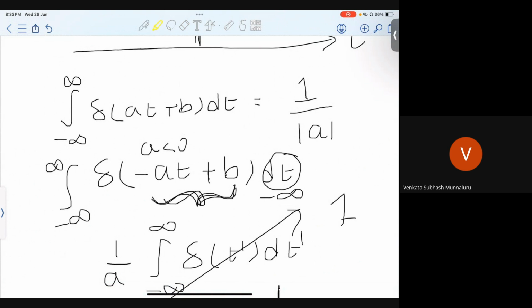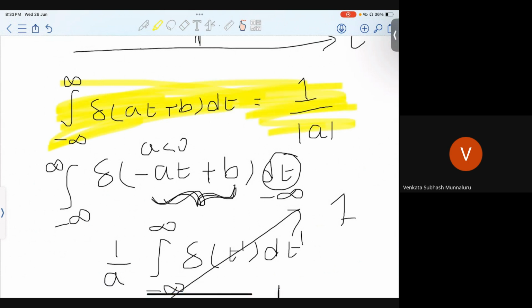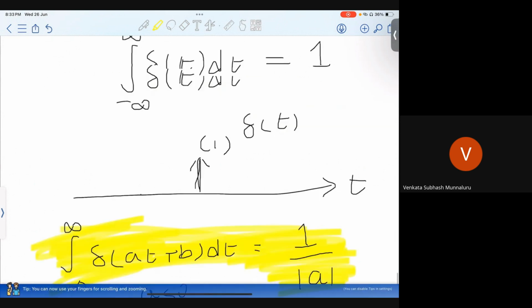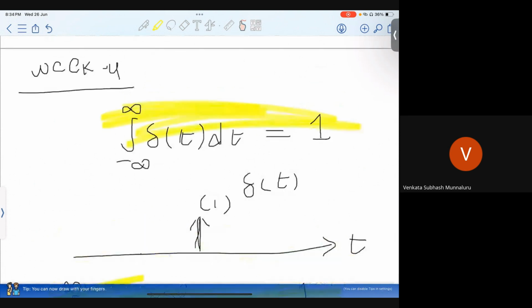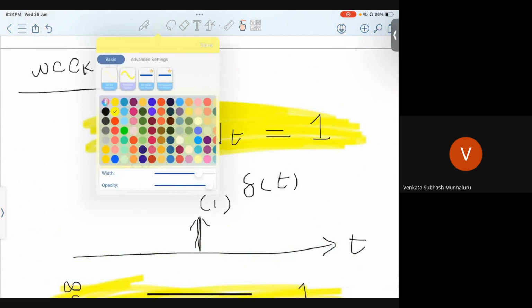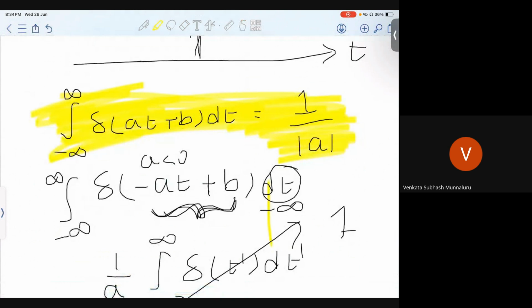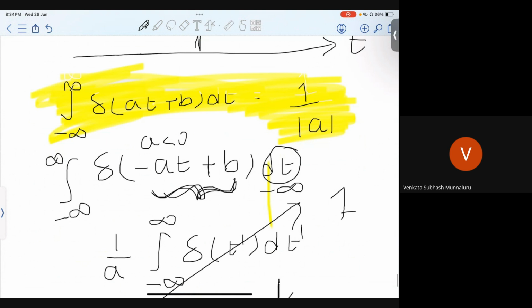This is the first important thing for you guys to remember. This is one property of the delta function, very important. The first thing is to remember the definition: the area of the delta function across the time axis is always 1. The second property is that when you time scale the delta function, the shifting will not affect the area, but the scaling does affect the area under the delta function. And from this, you can calculate several examples.